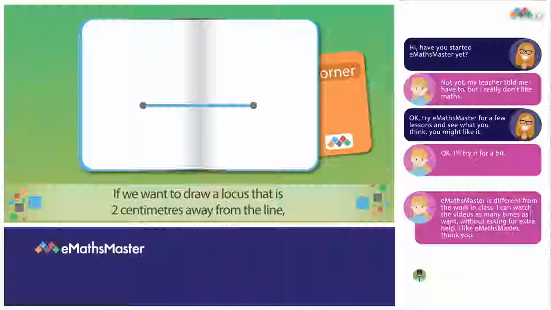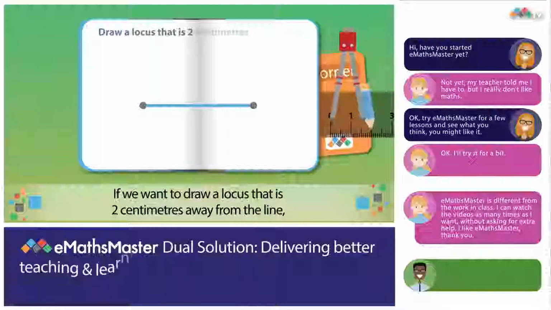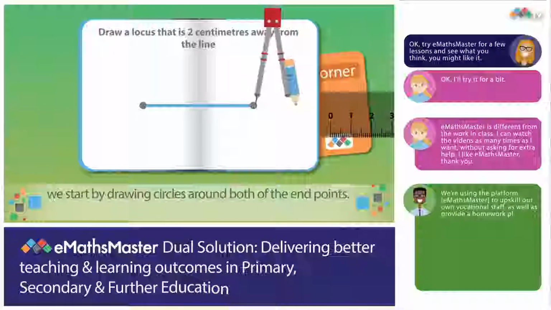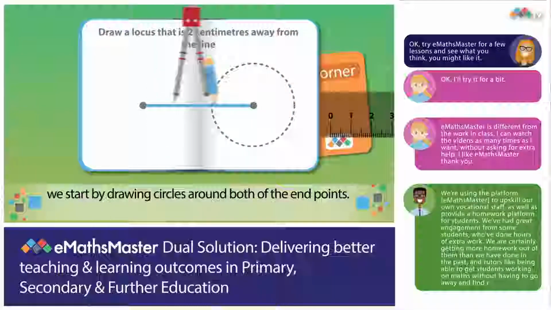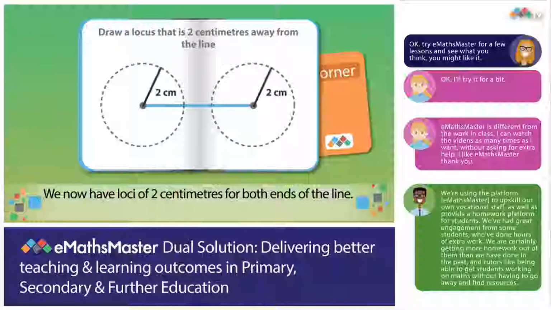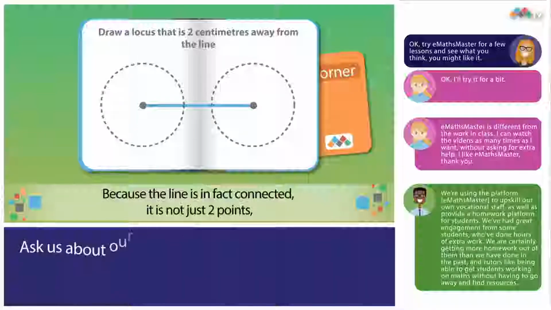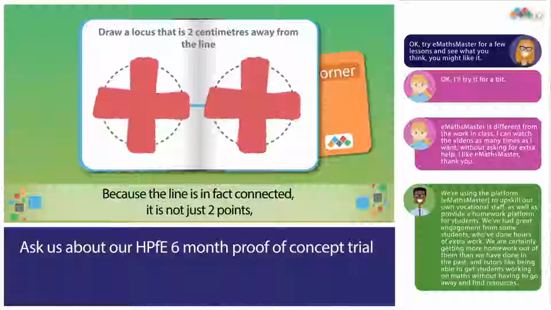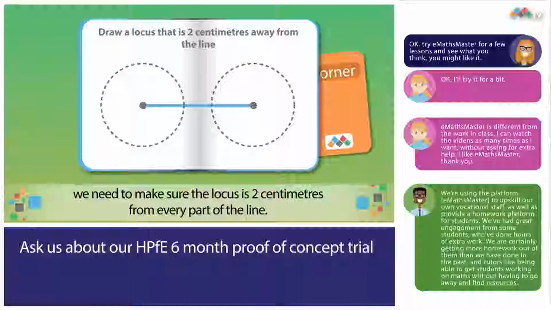If we want to draw a locus that is 2 centimeters away from the line, we start by drawing circles around both of the end points. We now have loci of 2 centimeters for both ends of the line. Because the line is in fact connected, it is not just 2 points. We need to make sure the locus is 2 centimeters from every part of the line.